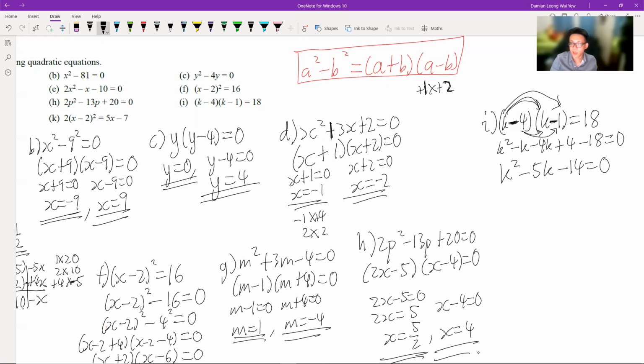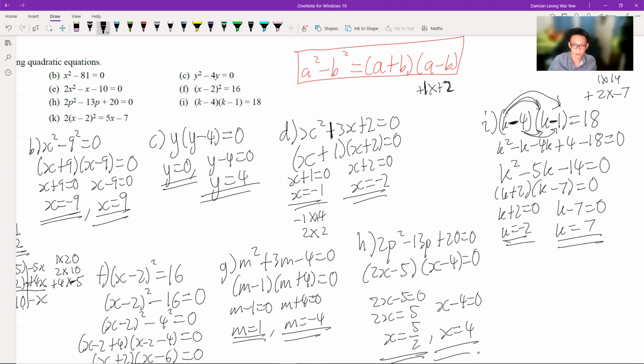So no number in front of the k squared. Factorize, just find the factors of 14. 1 times 14, 2 times 7. To get minus 5, minus 7 plus 2. So k plus 2, k minus 7 equals 0. So it's either k plus 2 equals 0, k is -2, or k minus 7 is 0, k equals to 7. Right? That is the answer for part I.